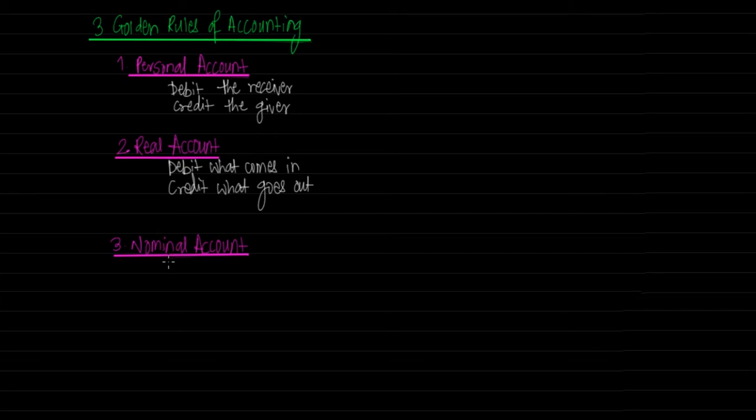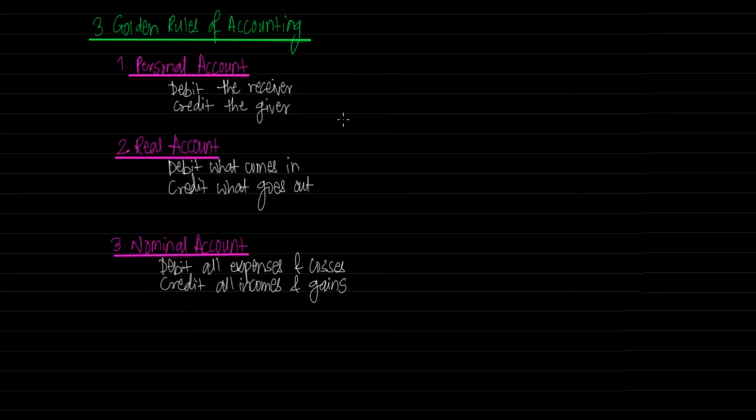The rule of nominal account says debit all expenses and losses, credit all incomes and gains. For example, rent is paid by the company to the landlord. Here, rent is an expense for the company, so rent account will be debited. Taking another example, if the company has invested some money in shares and dividend is received by the company, then dividend received is an income. Dividend received account will be credited by the company in the books of accounts.